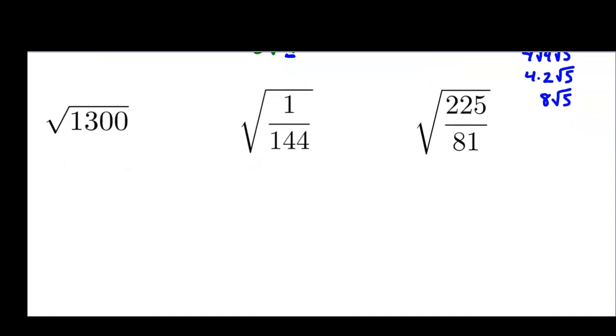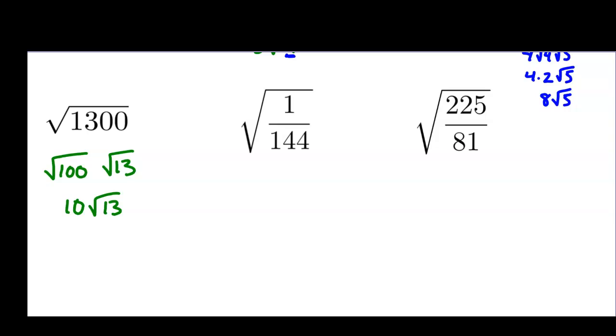Square root of 1,300. So I noticed that 100 is a factor. So we'd have 13 as the factor pair. Square root of 100 is 10, so 10 square root of 13. 13 is prime, so there are no perfect square factors.